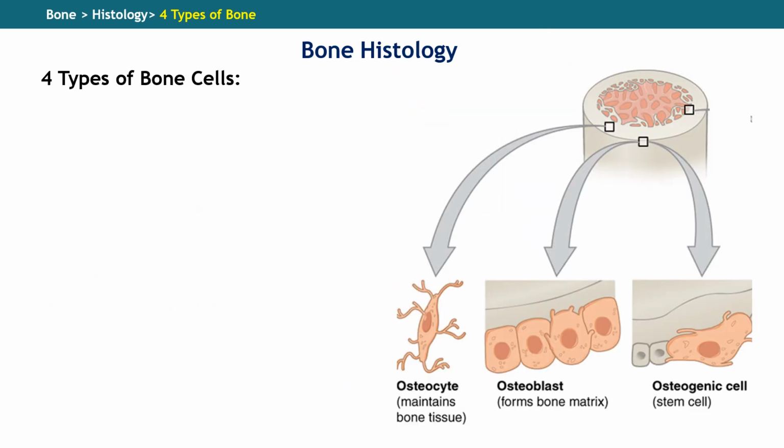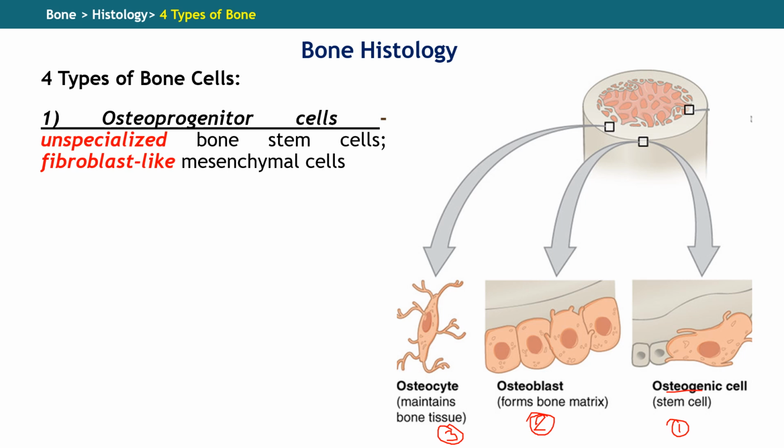So here you have again the three different cells that we described of the first group. The first cell is the osteogenic cell, which, if you remember, is the stem cell that is unspecialized, as we said here. And here the location, if you see, is in the periosteum, or it can also be found here close to the marrow. So it will be located in those parts in which the bone has to grow.